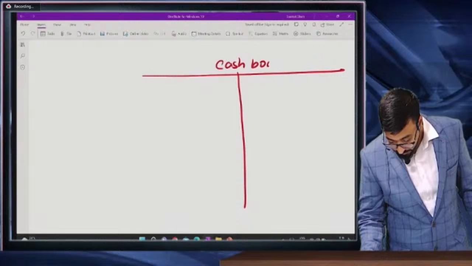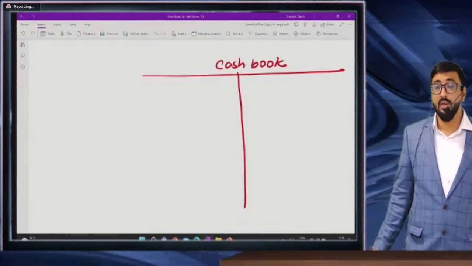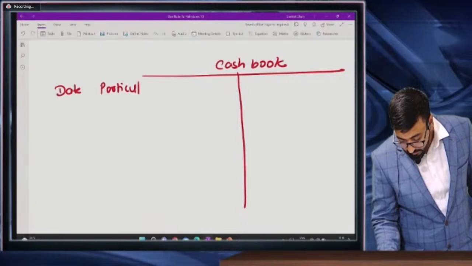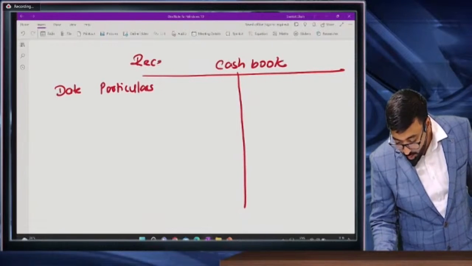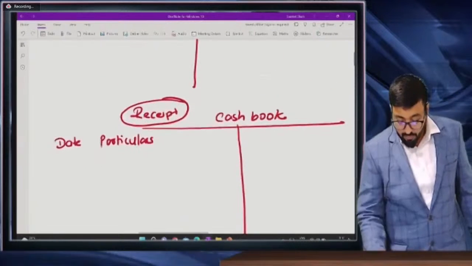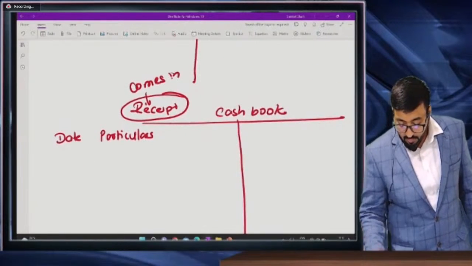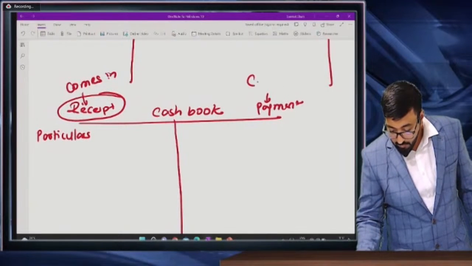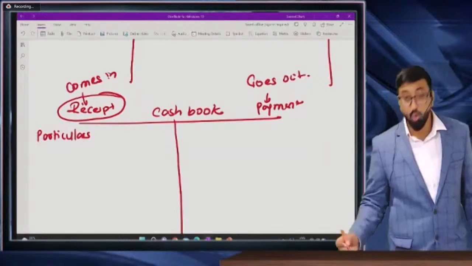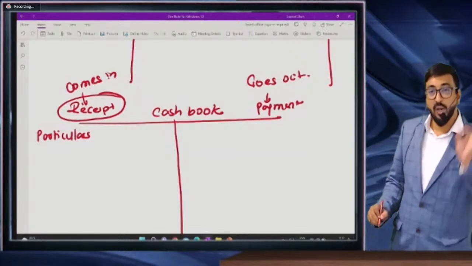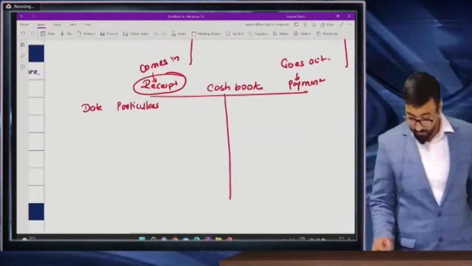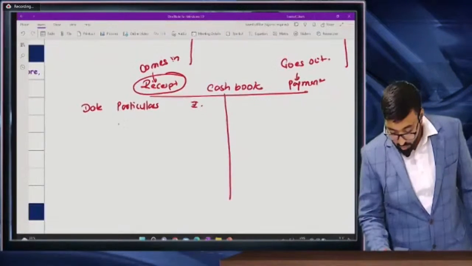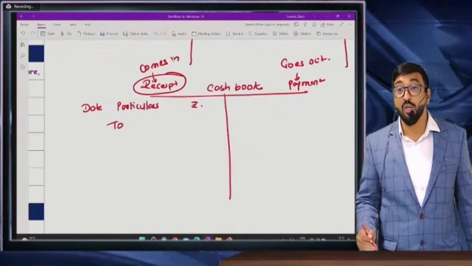And he pays me. So this is my receipt side. Date, particulars. This is my receipt side of the cash book. Debit is cash comes in. And the payment side is where cash goes out. So on the debit side, date, particulars, rupees. Here I will consider cash comes in.